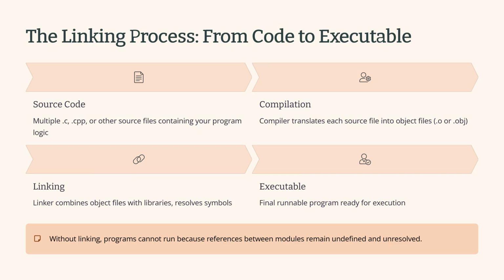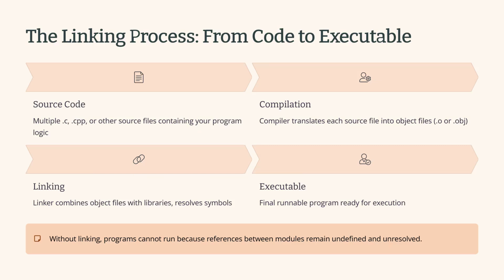Now, step 3, linking. The linker now takes over. It gathers all object files together, resolves the symbolic references, and connects everything. This also includes required libraries, for example, the C standard library for functions like printf or the math library for functions like power or sqrt, square root. The linker ensures that every instruction in your code knows exactly where to find the functions and the data it depends on.